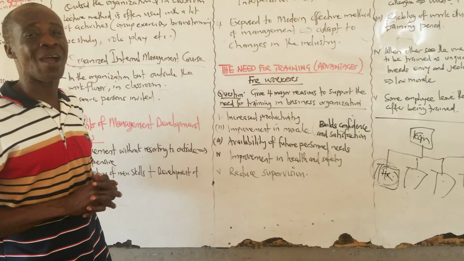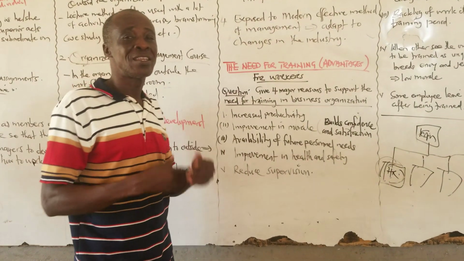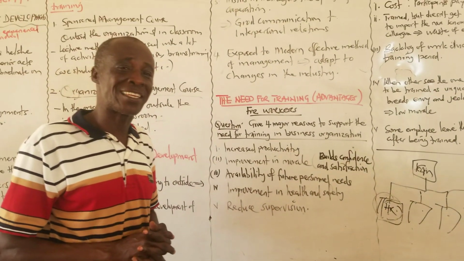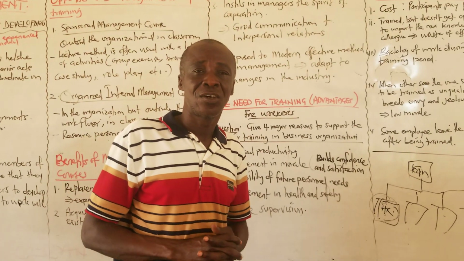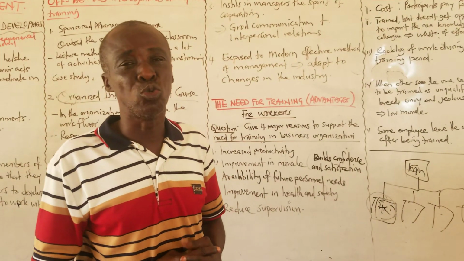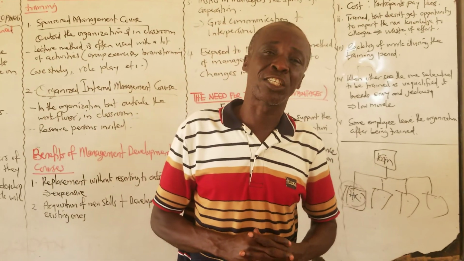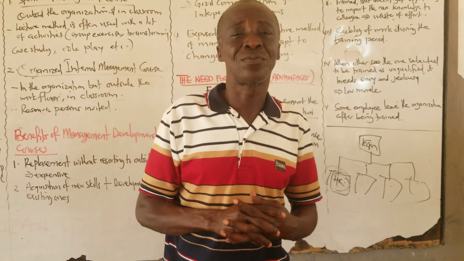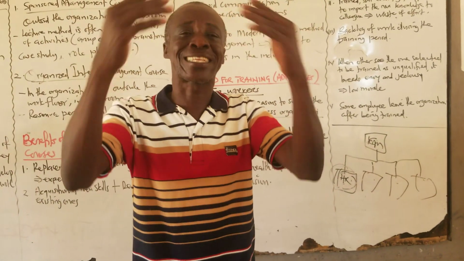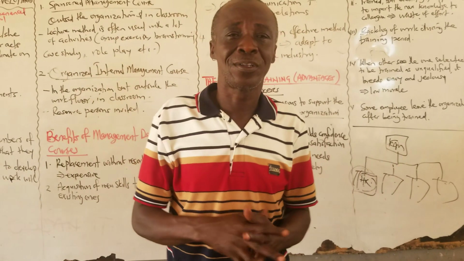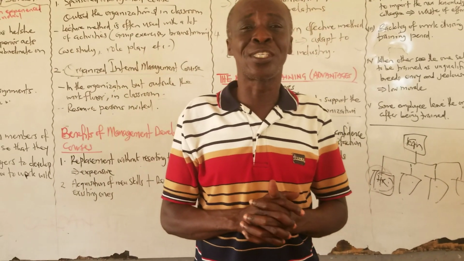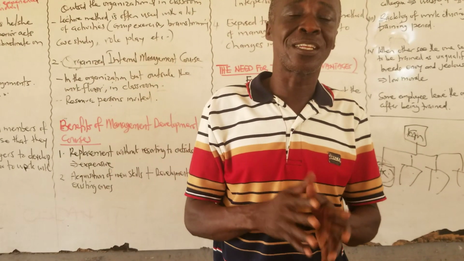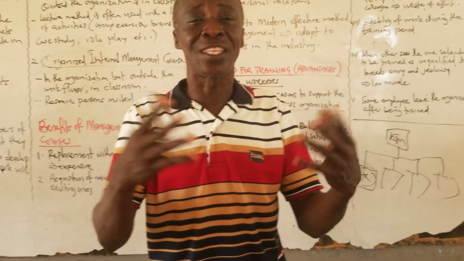The question is, how does training help in increasing productivity? Very simple. Once you have acquired the necessary skills, the necessary rules, the necessary attitude for the work, you'll be able to achieve greater or more than you used to. So something that you were producing 10,000 units in one hour, now in the same hour you can produce 15,000 units.